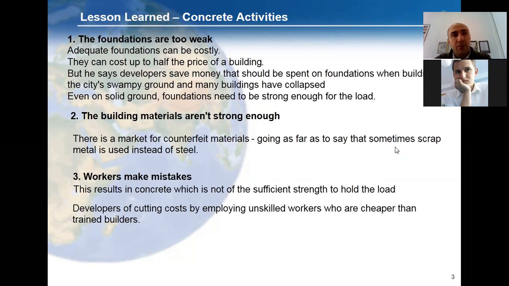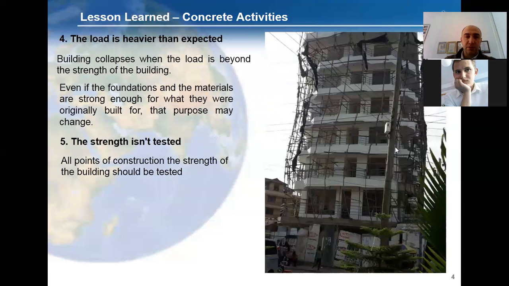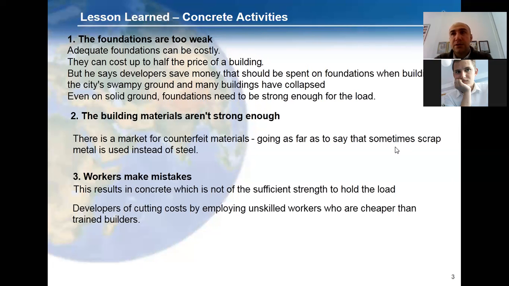So for that, especially for that building, five main mistakes can be found, which were found during the investigation.